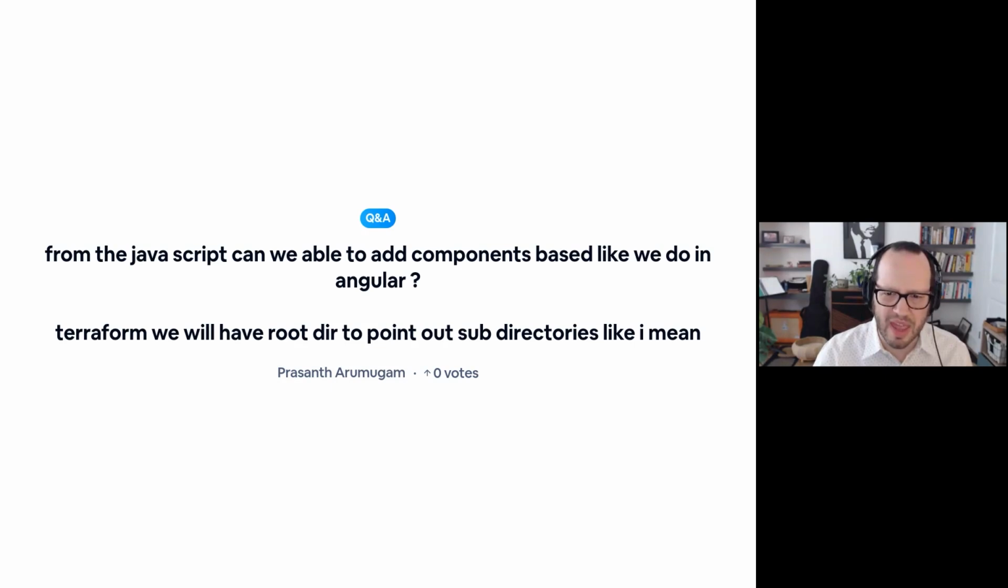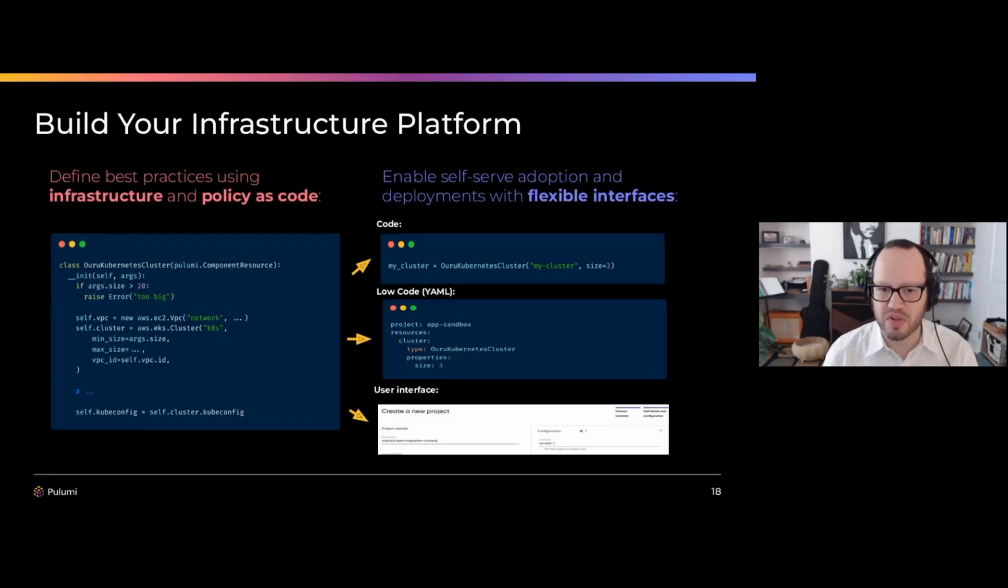The question is: from JavaScript, are we able to add components like we do in Angular? In Terraform, we have a root directory to point to subdirectories. So if I understand correctly what we're asking about here, I will grab screen again. I think what we're talking about here are Pulumi components. They're called component resources, and that's what we're defining right here. So yes, you can point those things to a subdirectory, and you can import those components if you want to. That's one way to do it.